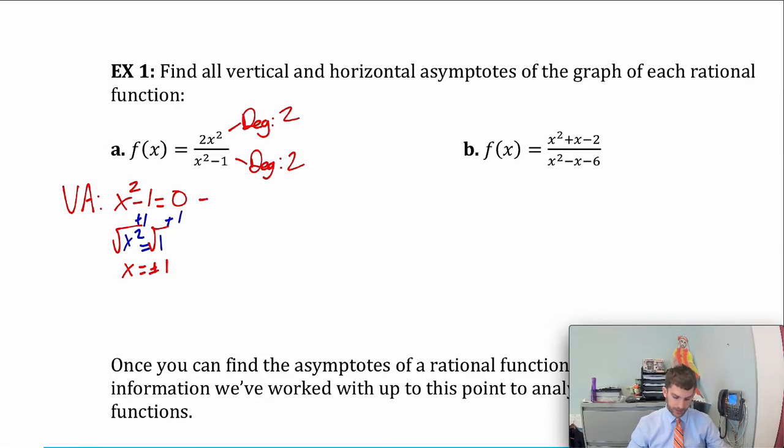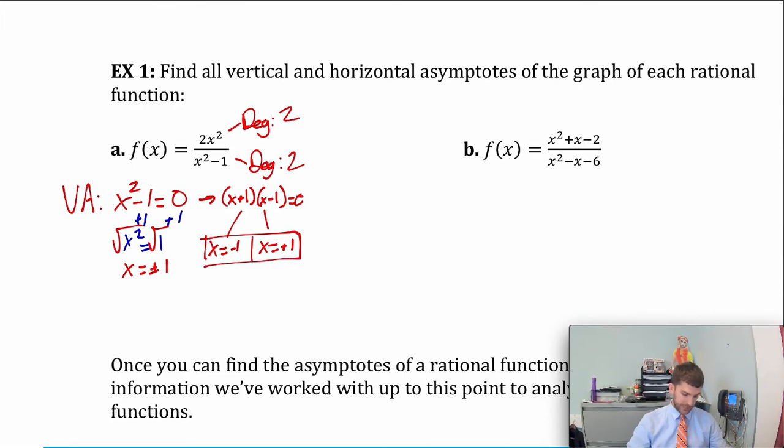Now, if it helps you to think about it this way, you could factor x squared minus 1 into x plus 1 times x minus 1. Either way you do it, you're going to end up with x equals negative 1 and x equals positive 1. So this has 2 vertical asymptotes.